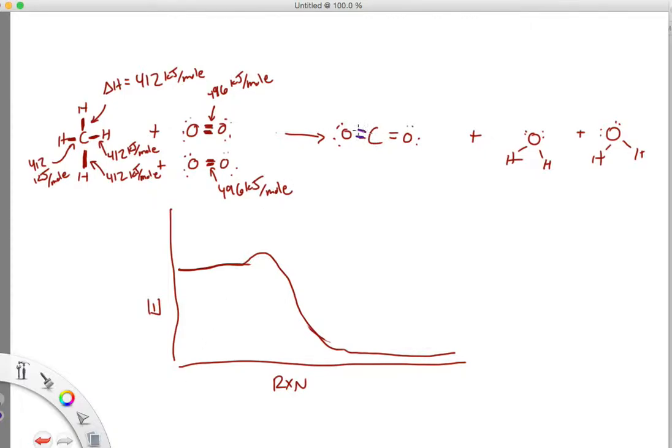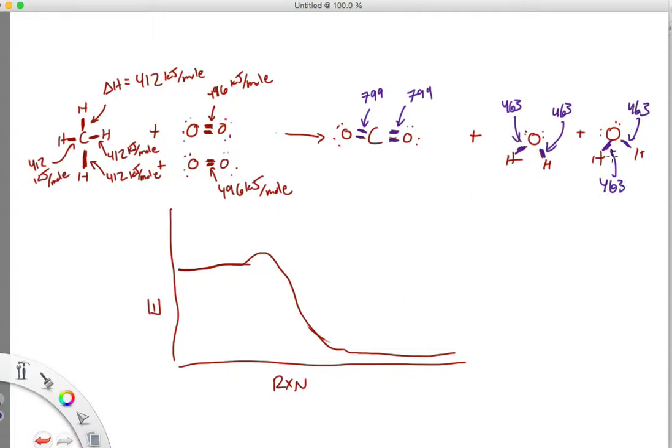So on this side, we've got this C double bond O bond right here. This is 799 kilojoules per mole. I'm not going to use units anymore. This is 799 as well. Each of these OH bonds is 463. So that's 463, that's 463, this is 463, and that's 463.